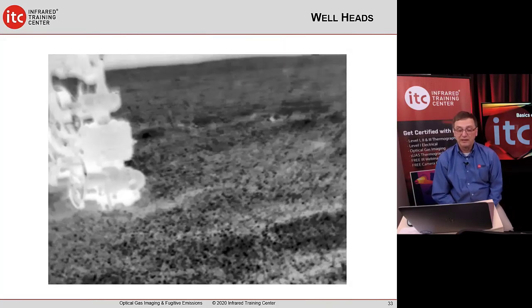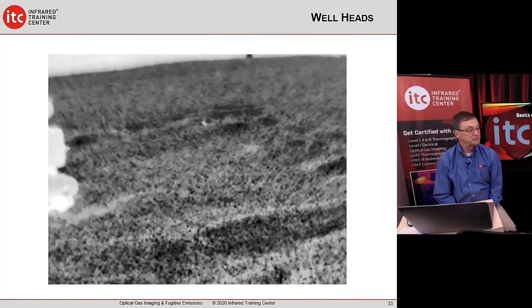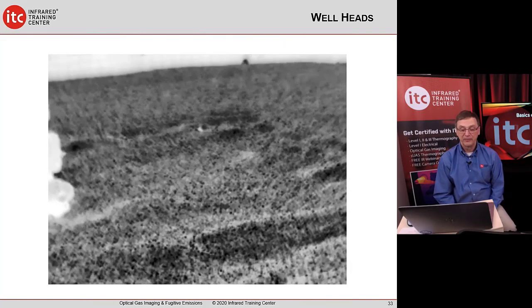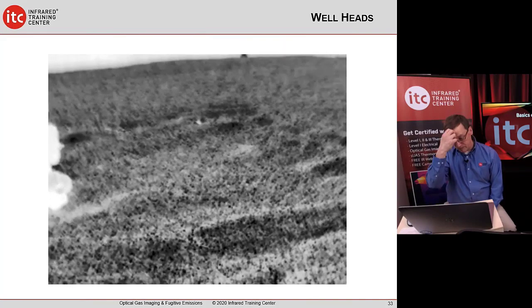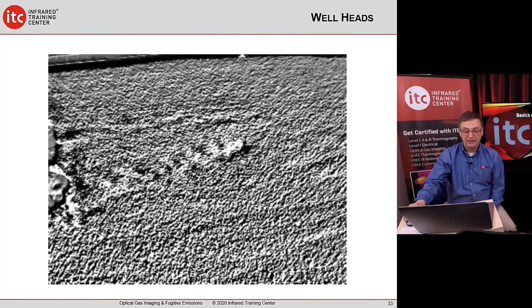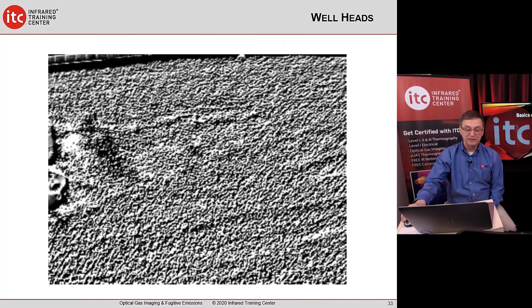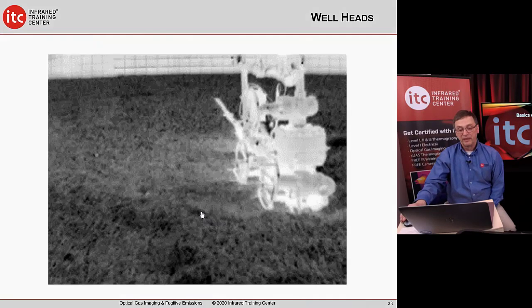I'm not an expert in that, but we can see to the right that the gas is coming up right in that whole well area there. And so sometimes we find some pretty significant findings. I believe this one was fairly significant. Okay, and there in the high sensitivity mode, we can see the leak.